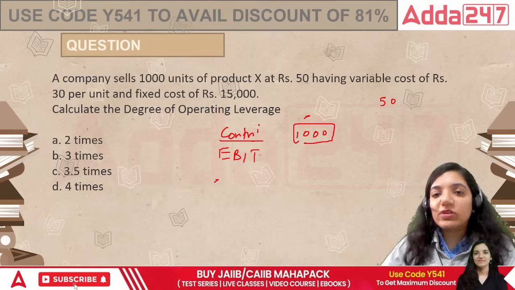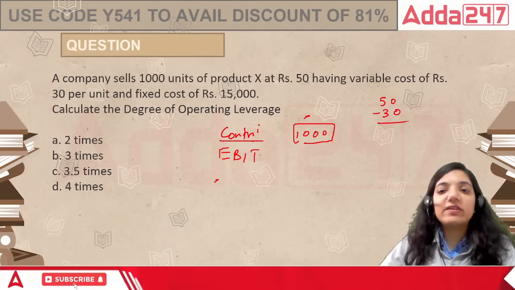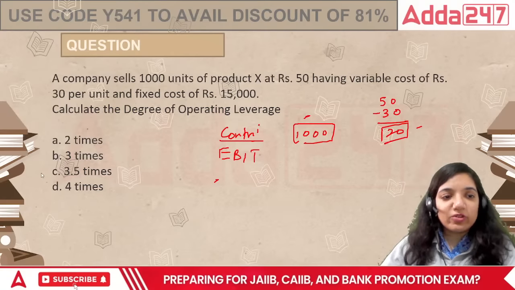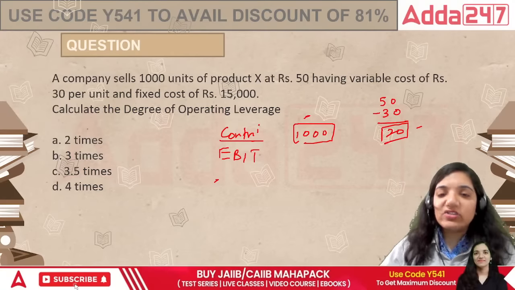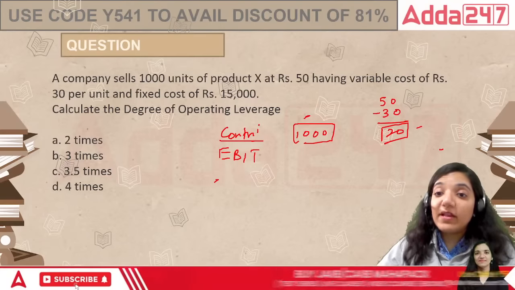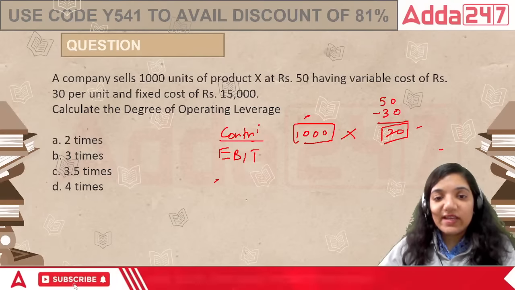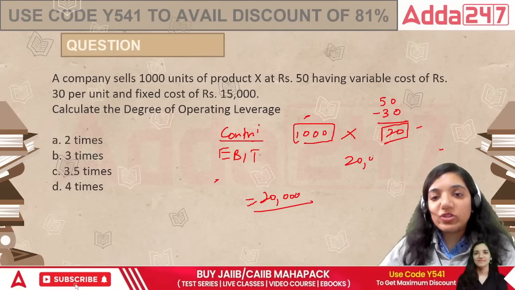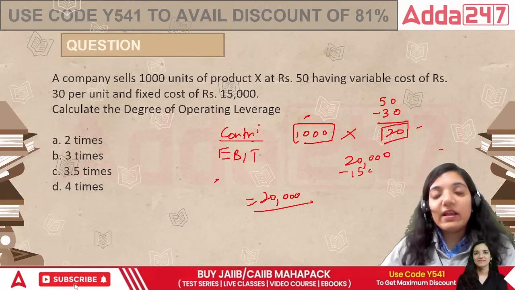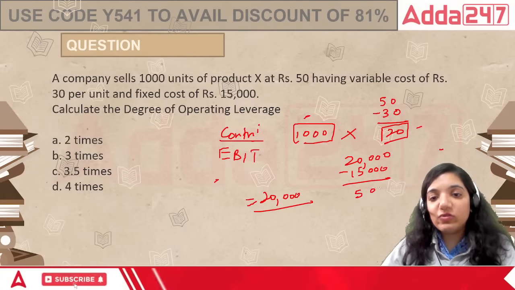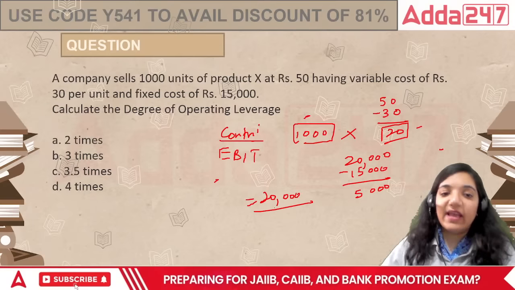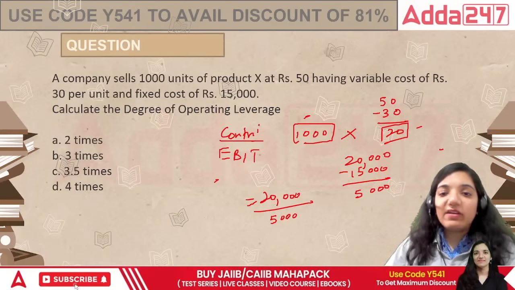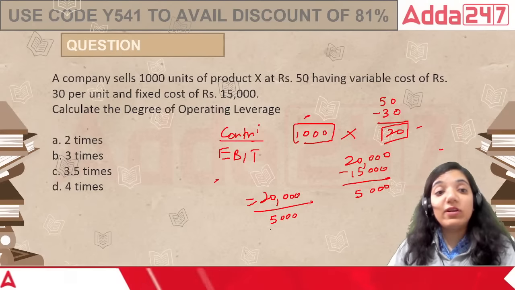This is the total cost, out of which technically 20 is your contribution per unit. So if 20 rupees per unit is multiplied by 1000 units, 20,000 is your contribution. But from the contribution you will also have to deduct the fixed cost, which gives you earnings before interest and tax. So in this case it's going to be 20,000 divided by 5,000, giving us an answer of 4 times.